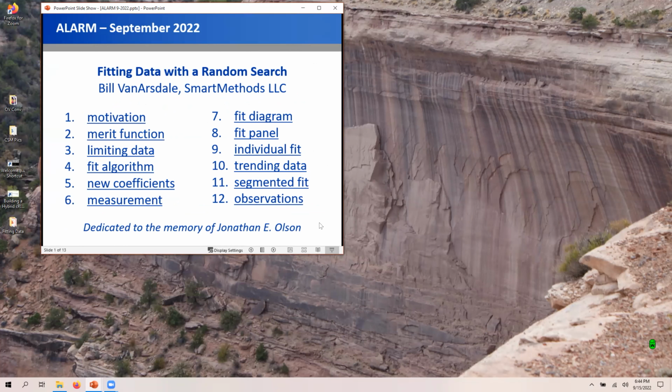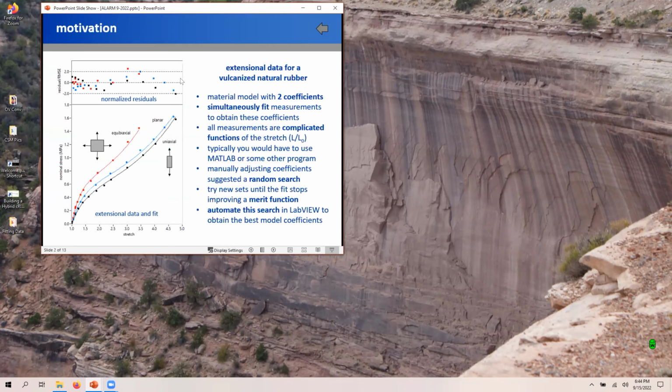That's Jonathan. So let's look at the motivation for this. I had a two constant model and I wanted to fit some nominal stress data as a function of stretch for some vulcanized natural rubber. Okay, and I wanted to fit it in 3 experiments simultaneously.